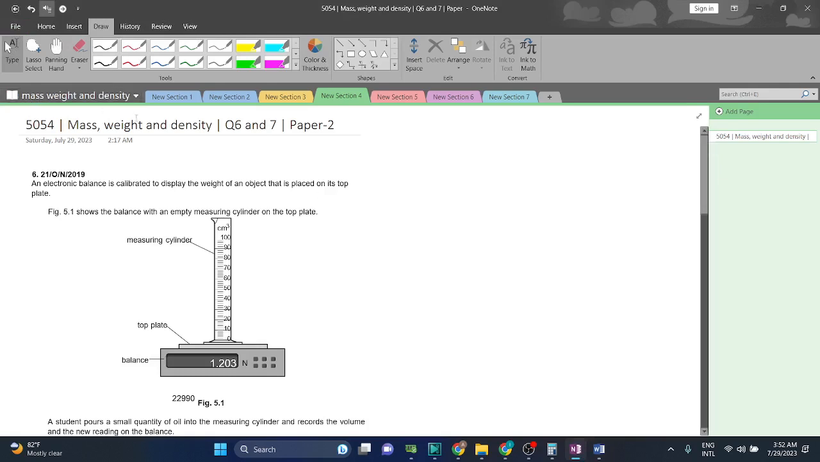Welcome back, guys. अब हम करेंगे mass, weight and density, question 7 and question 6, paper 2.